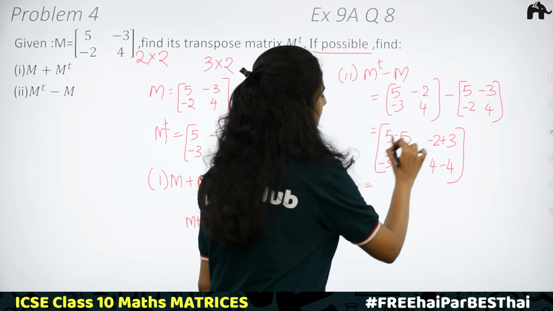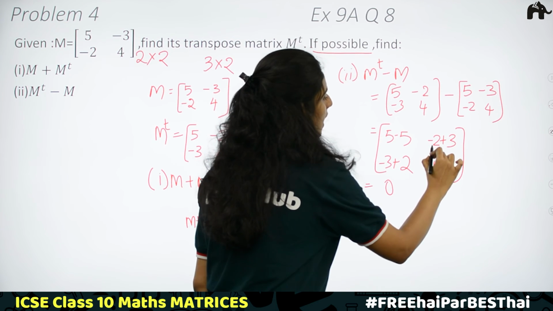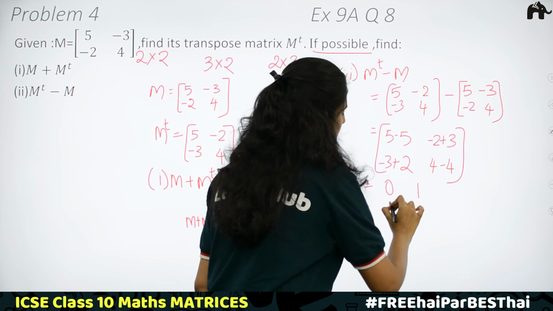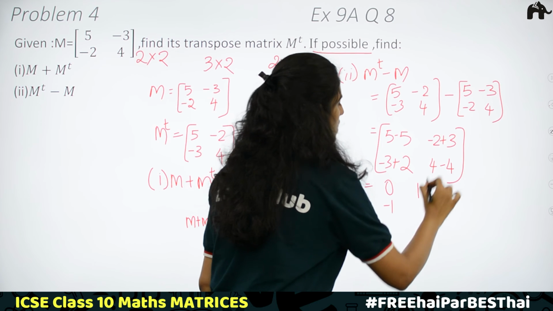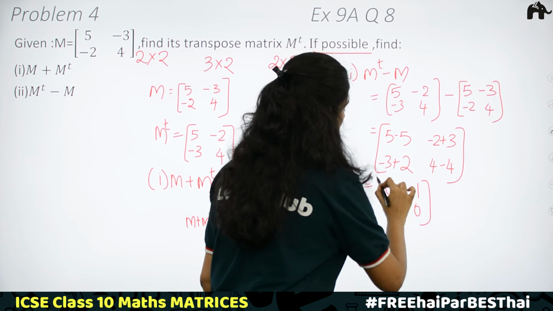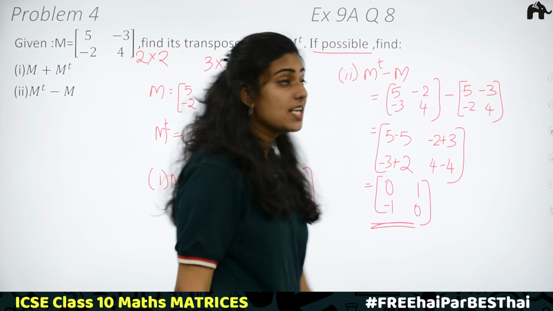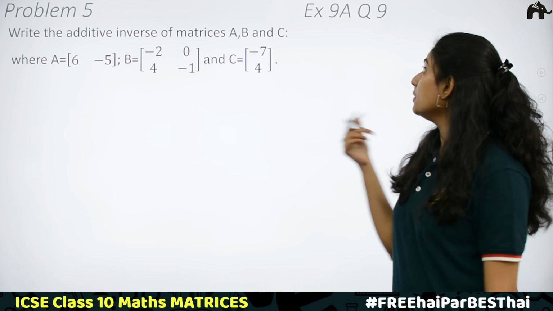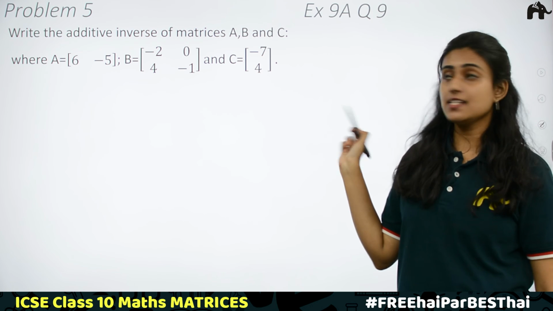Adding them, 5 minus 5 is 0. Minus 2 plus 3 is plus 1. Minus 3 plus 2 is minus 1. 4 minus 4 is 0. So this is what M transpose minus M is.